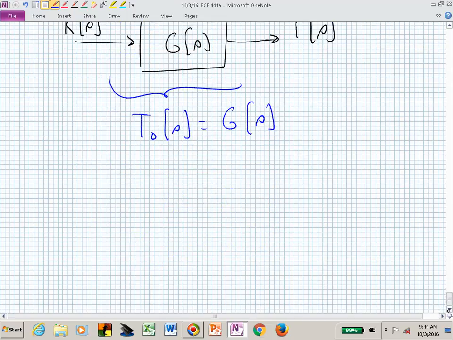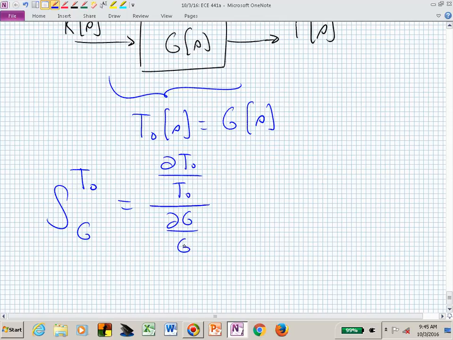Now, what we want to do is compute the sensitivity of the open loop transfer function T sub 0 with respect to G. That was defined as the partial of T naught over T naught over the partial of G over G. That's the defining expression.